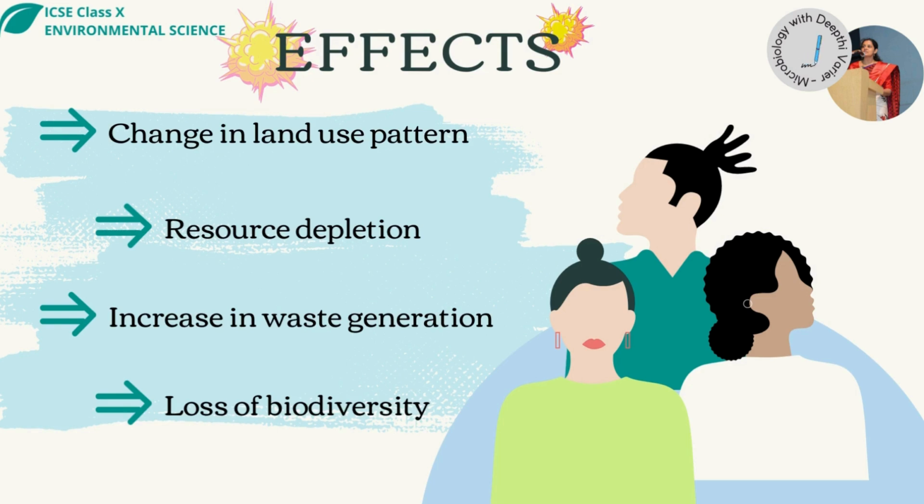That is resource depletion. There has been increase in waste generation. This we have seen in a different chapter as well. Waste is one of the biggest problems of society. So as the population increases, so does the generation of waste. And lastly, due to the resource depletion, due to the change in the land use pattern, we have had severe loss of biodiversity. So these are some of the negative effects of the population on the environment.